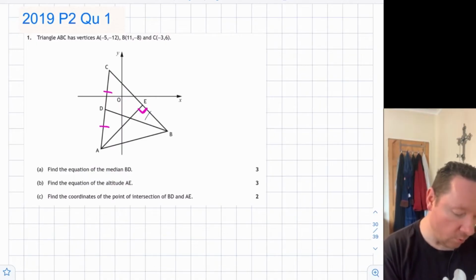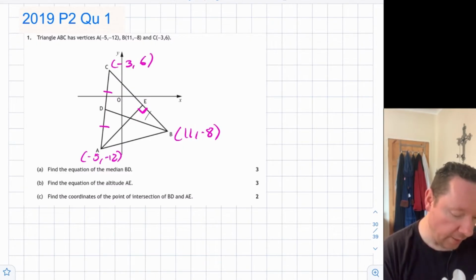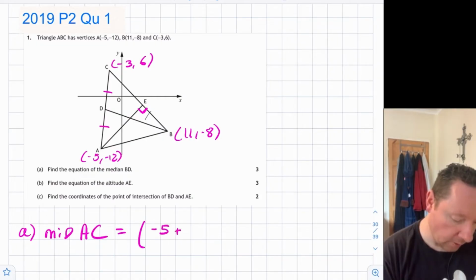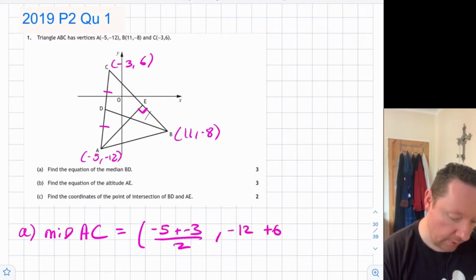We could note our points if we want, if it helps us to see it. -5, 12, 11, -8. And the last one is -3, 6. So we'll do this in turn. Find the equation of a median BD. Median means we need the midpoint. So the midpoint of A and C, because it's going from B. So the middle of AC is equal to -5 plus -3 divided by 2 and -12 plus 6 divided by 2.